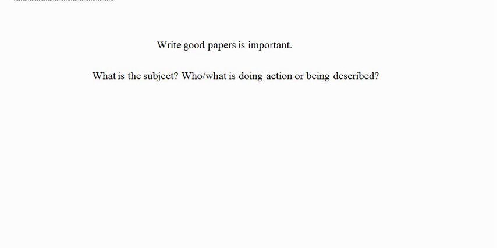So here's the first example. Write good papers is important. So what's going on in this sentence? In this sentence, there's basically no subject, and that can be figured out by breaking down the word forms. So we have a verb, an adjective, a noun, a linking verb, and another adjective. So when we look at this, we can tell that there's no subject.